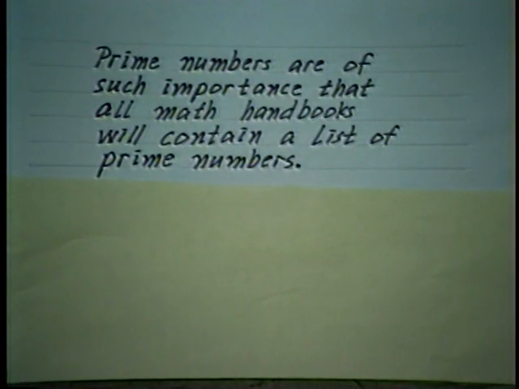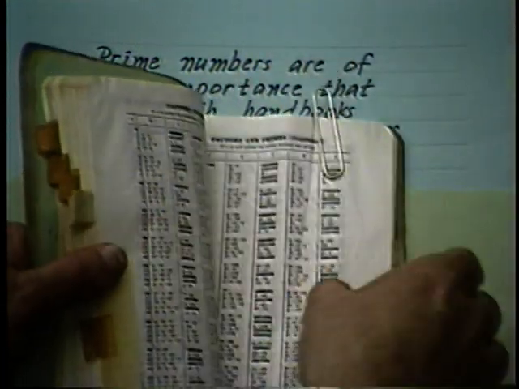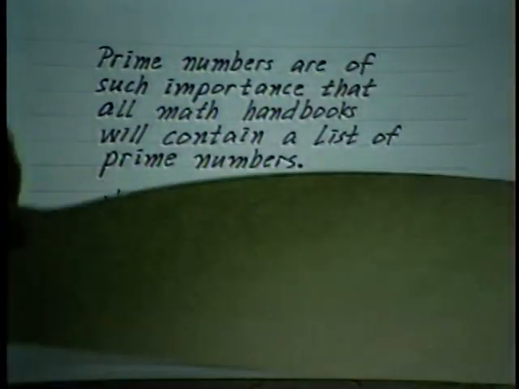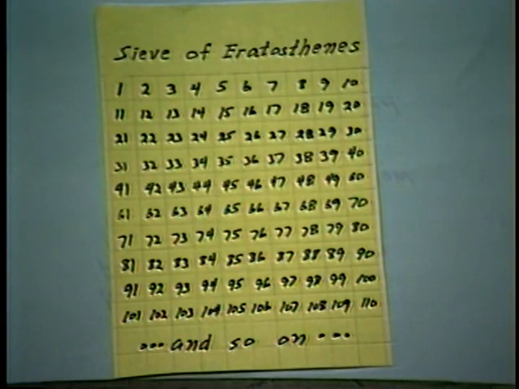Prime numbers are of such importance that all math handbooks will contain a list of prime numbers. Here's an old handbook that's older than most of my students. And sure enough, here's two pages of factors and primes, of numbers all the way to 1,000. And that's a small list. I have books that have even more than that. Have you noticed a partial list at the back of your own textbook? It's there.